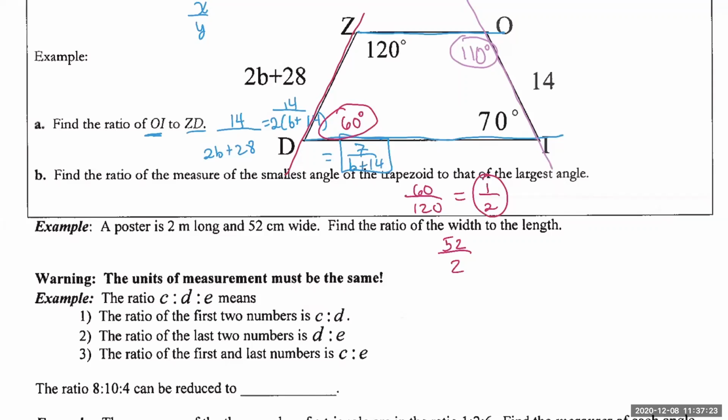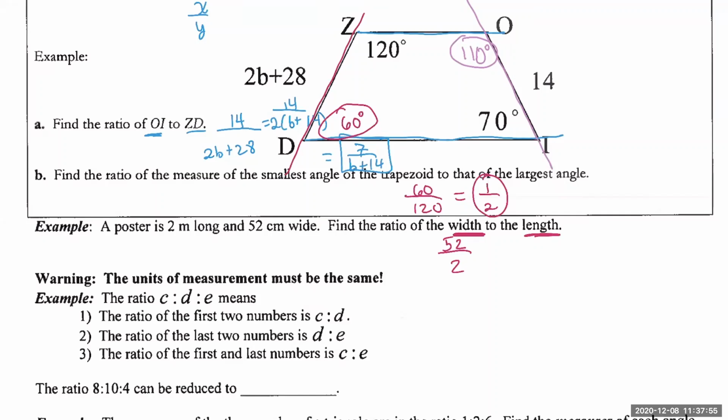For me to say the ratio of the width would be 52 to 2. Any ideas? Good. Okay, so actually when you're reading the ratio of blank to blank, the width would come first and then the length. So the width would go on top and then the length. So the order is not correct. Or sorry, the order is fine in which I wrote that.